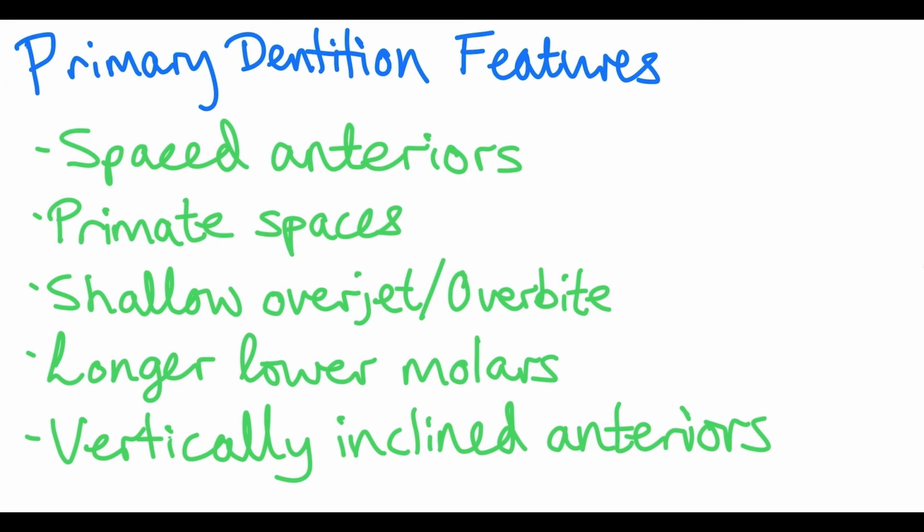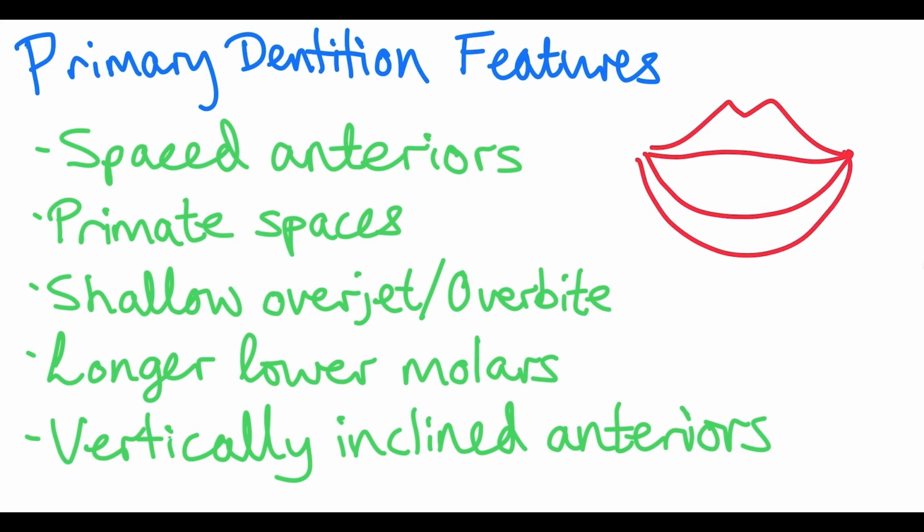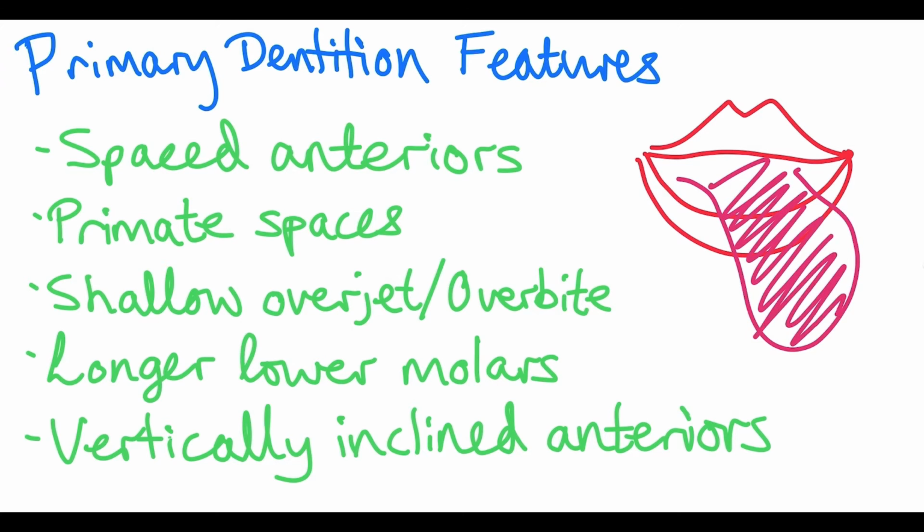There are several distinct features that are seen in the primary dentition. In the early stages of a child's development, the tongue plays an important role in shaping the dental arches. Some of the features you may see include spaced anterior teeth, primate spaces, a shallow overjet and overbite, a class 1 molar relationship, lower second molars that are longer than the upper second molars, and vertically inclined anterior teeth.